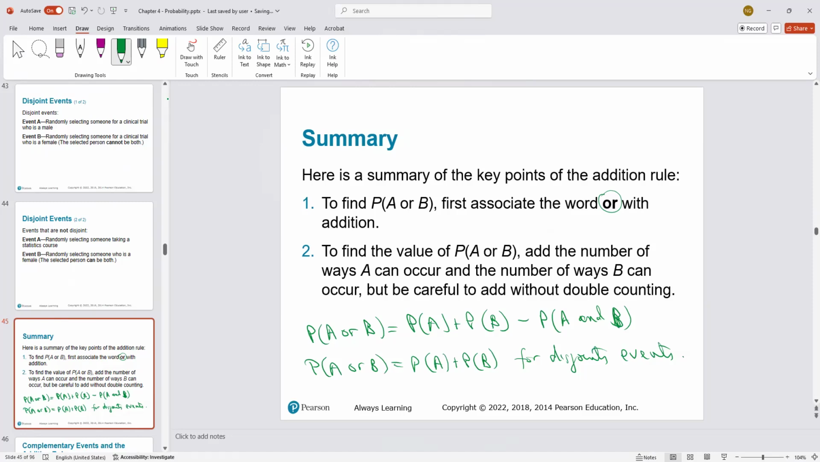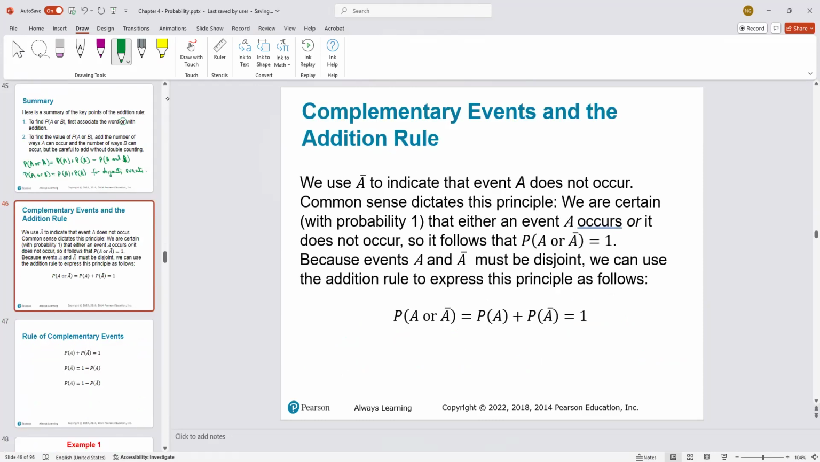To find the value of probability of A or B, as we said, we add the number of ways A can occur and the number of ways B can occur. But we must be careful about doubling. I mean, we need to avoid anything that has to do with overlap.